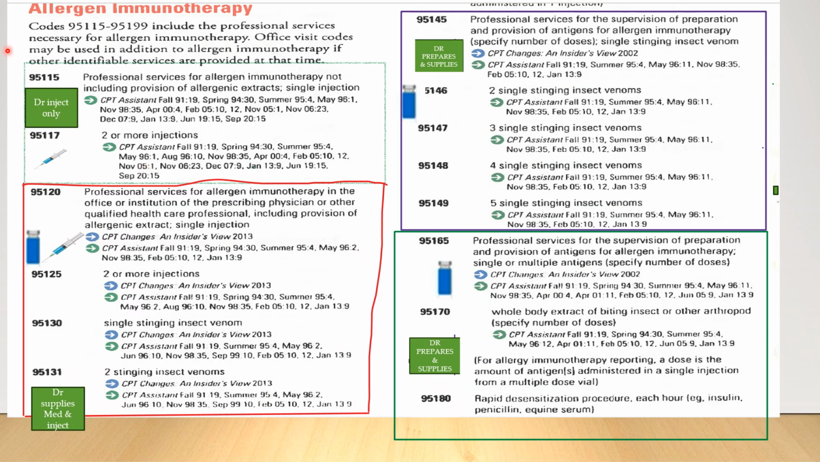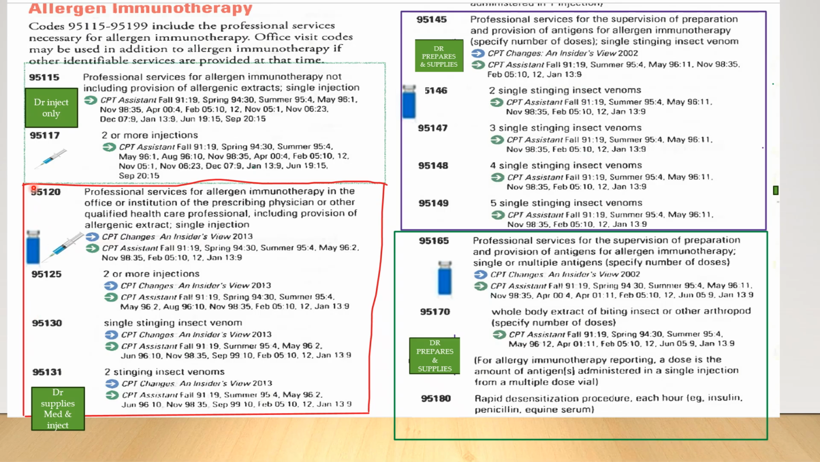Now let us look at the codes for allergen immunotherapy. The code range is this, and for better understanding, I have created the group into 4 categories. If you look at the code language very carefully, you will see that these two codes just talk about the injection and do not create the extract, because you would have to create that particular dosage. These two codes just talk about the injection, single injection and 2 or more injections.